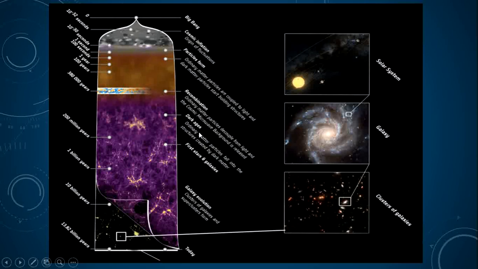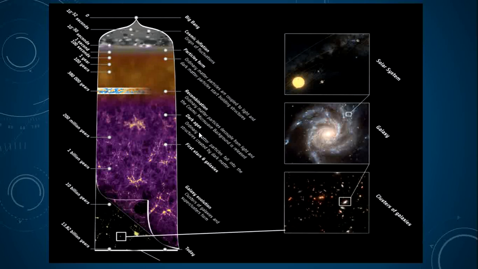Next, dark ages. So 500,000 years after the Big Bang, matter is spread out almost evenly in the universe, but tiny ripples exist there. So working on these denser patches, gravity begins pulling the matter into clumps.